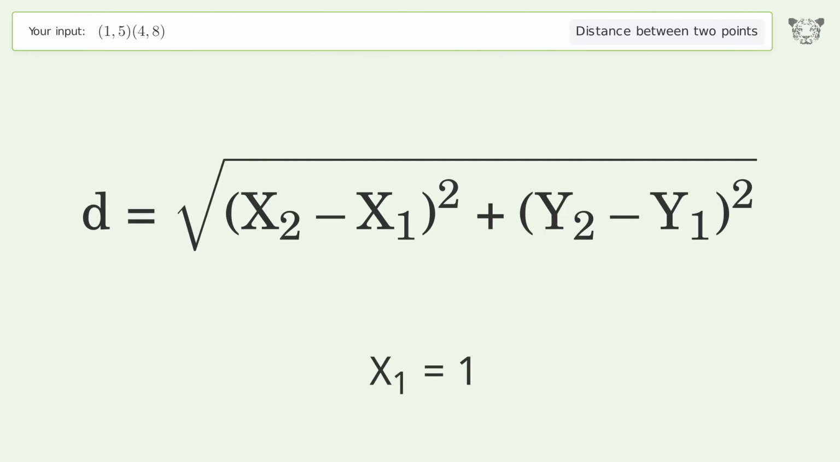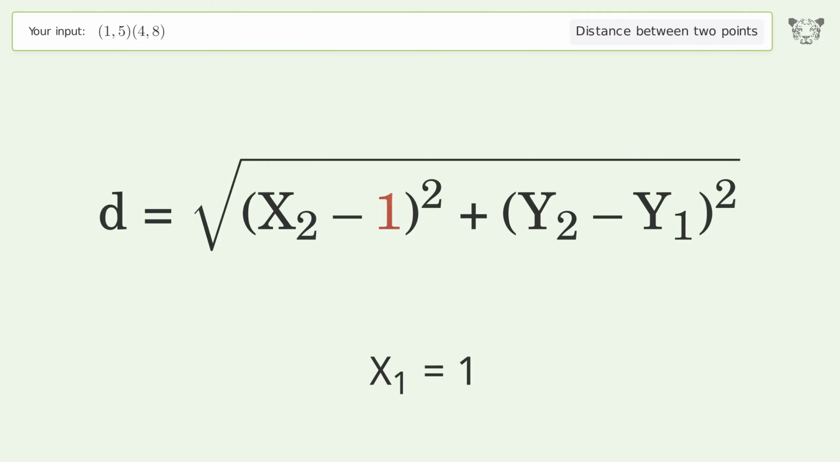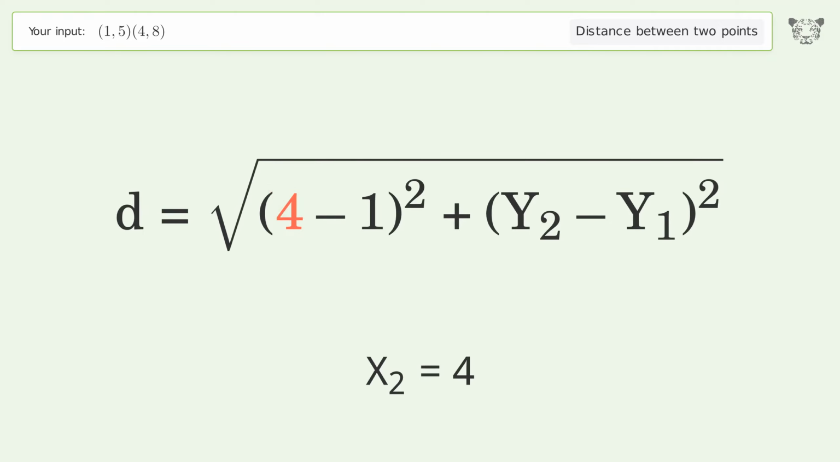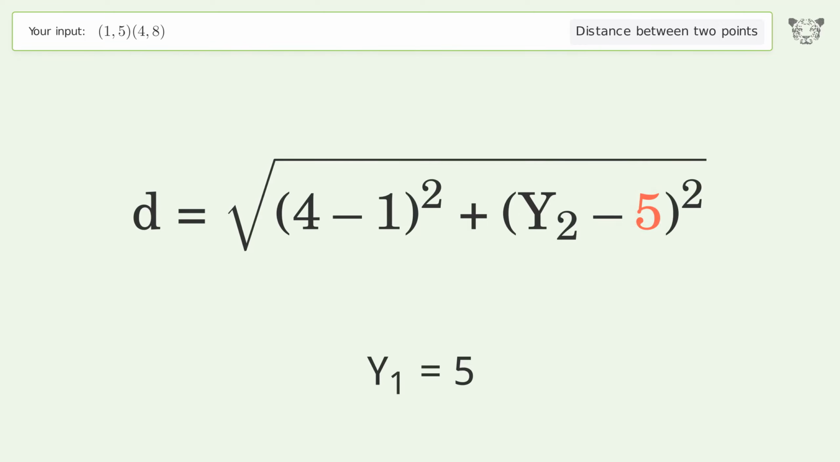x1 equals 1. x2 equals 4. y1 equals 5. y2 equals 8.